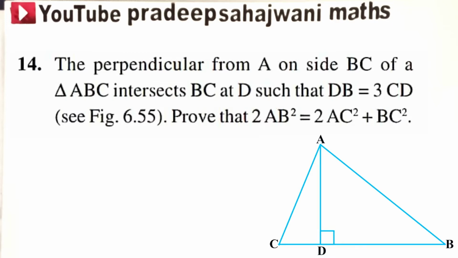Class 10th, in the series of important questions of similar triangles, let us solve the next question of exercise 6.5. Question number 14: the perpendicular from A on side BC of triangle ABC intersects BC at D such that DB is equal to 3CD. You can see in the figure. Prove that 2AB square is equal to 2AC square plus BC square. Let us see the solution.